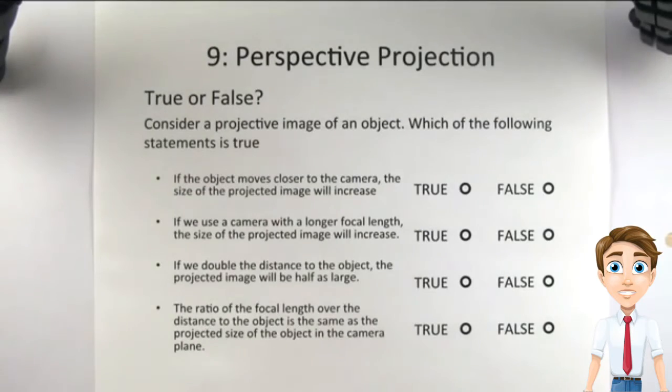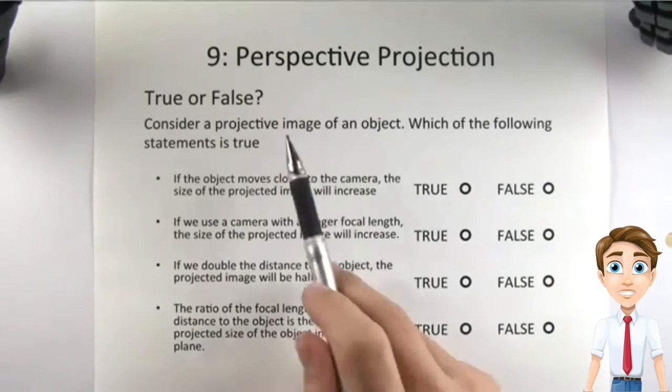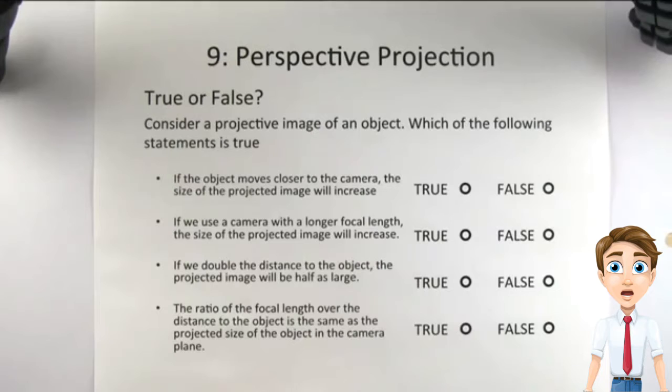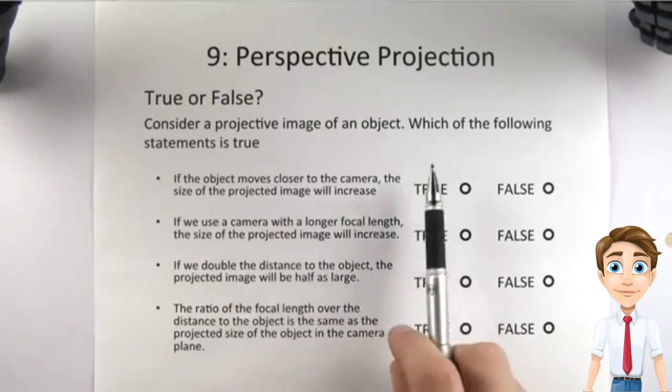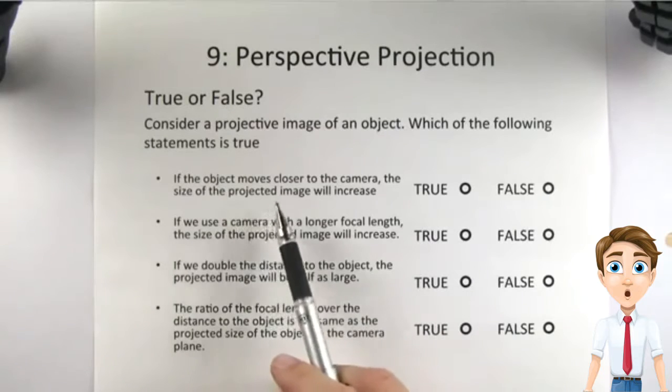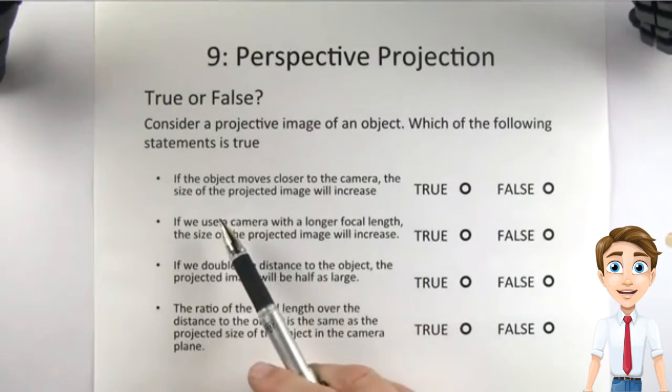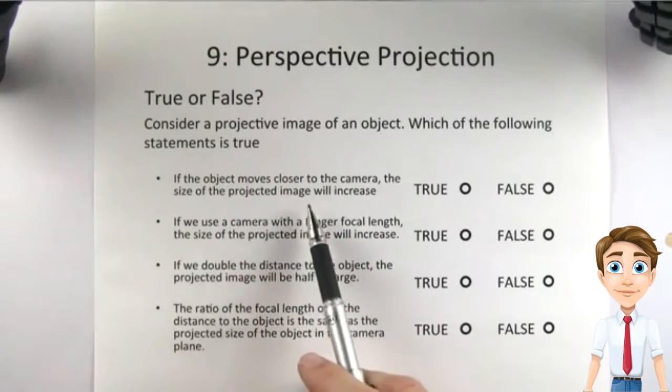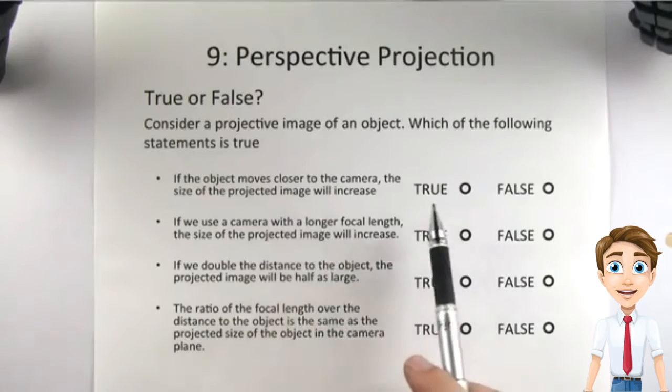These are 4 true or false questions for computer vision, and specifically projective projection. Consider a projective image of an object. Which of the following statements is true? If the object moves closer to the camera, the size of the projected image of the object will increase. This is true or false.